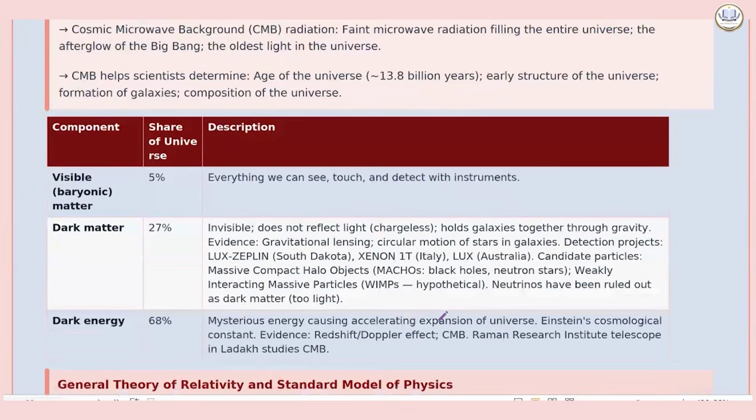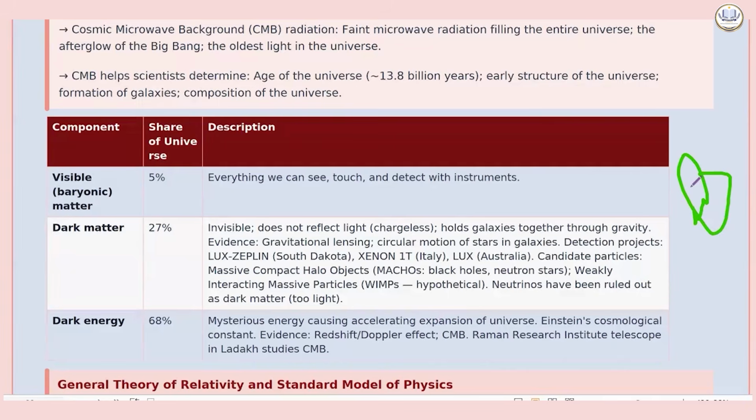Now let's read concepts like dark matter and dark energy. Dark matter comprises 27% of the universe. What is it? Dark matter is invisible, that's why it is called dark. It is an invisible form of matter which does not emit, absorb, or reflect light.